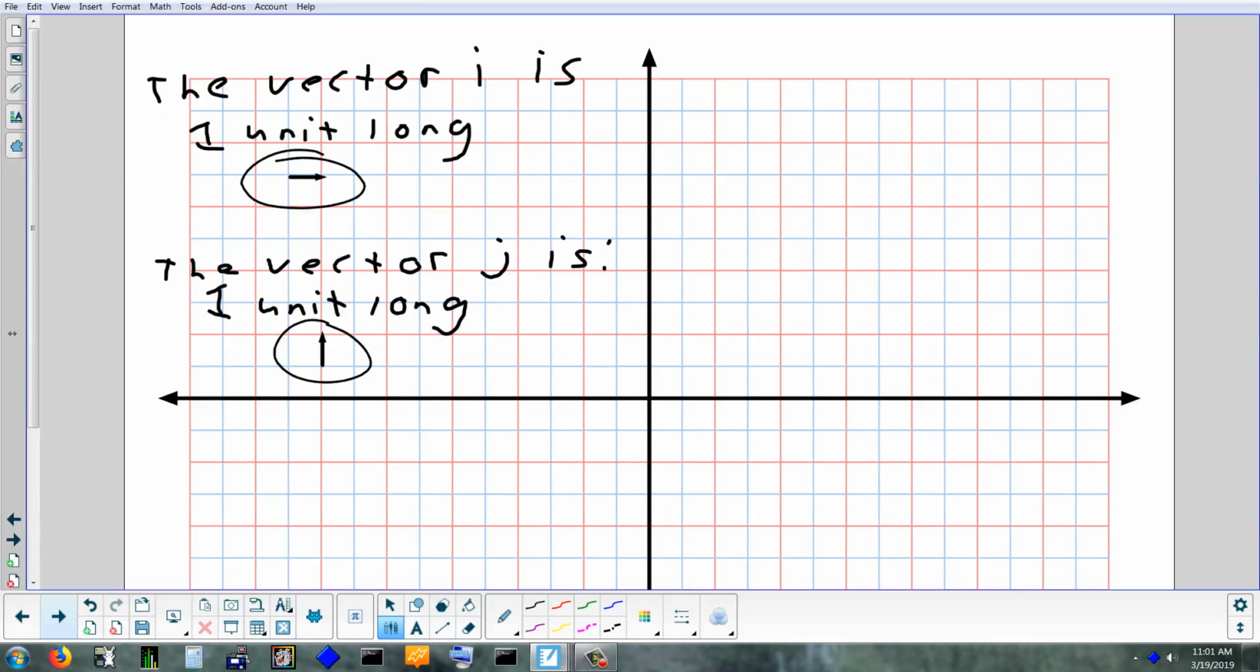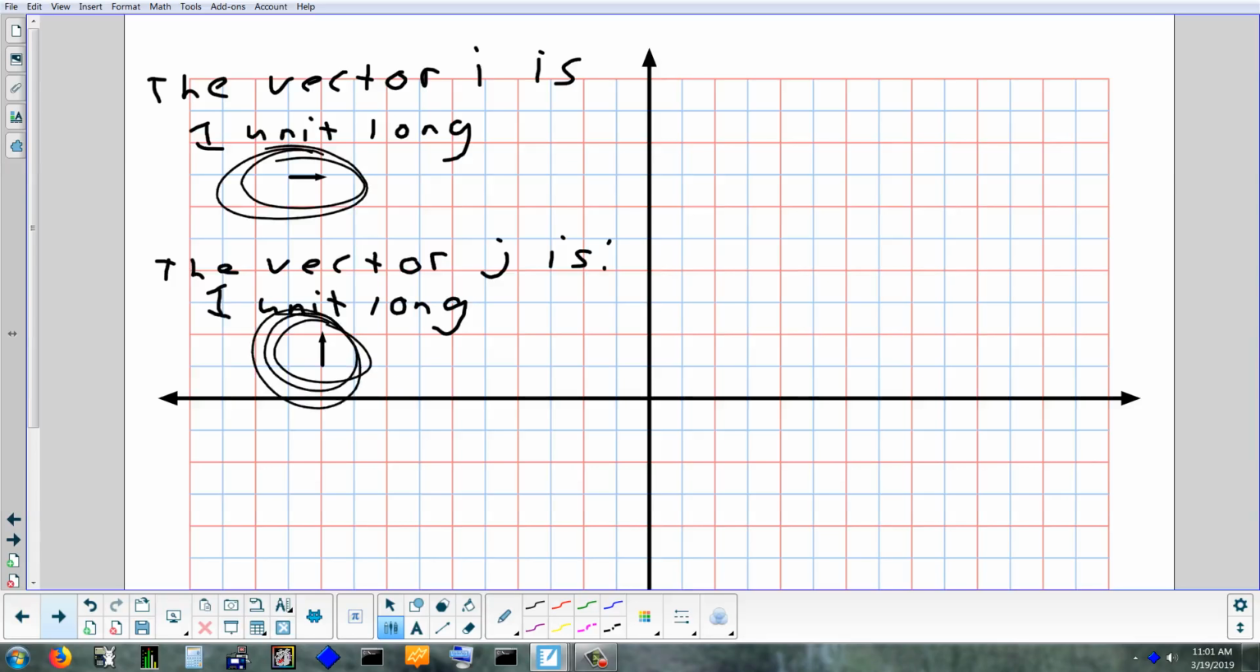Now for 2D, you only need those two. This one can move me left and right. That one can move me up and down. There's no other direction I need to worry about moving in. So using just those two, I can move anywhere that I want.